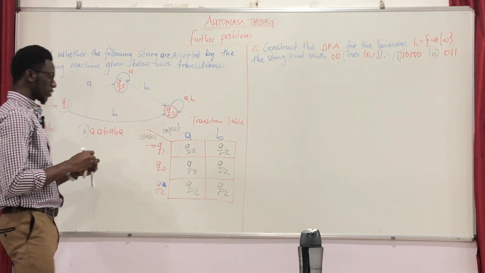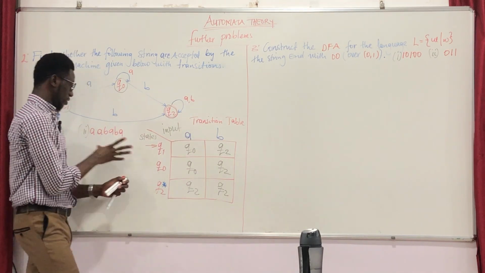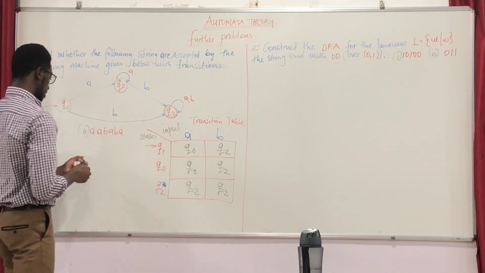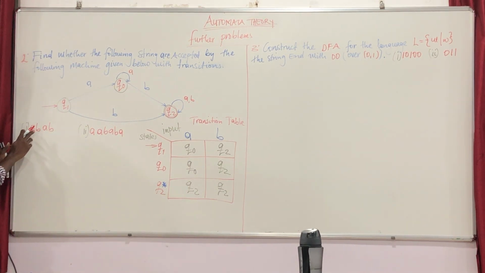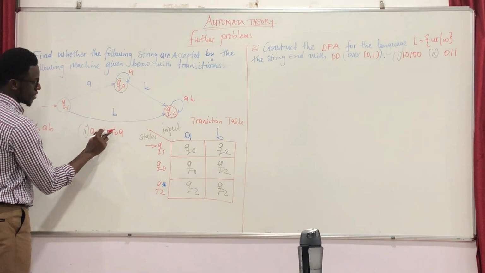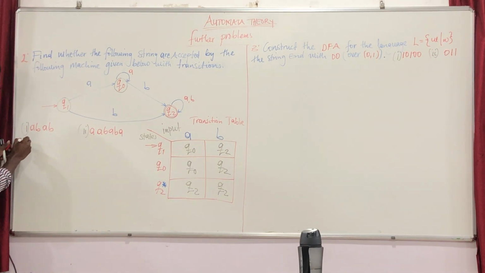So now we are going to solve this problem based on this transition table. These two problems we are going to solve based on this transition table. So let's see here. The first one has the string A, B, A, B. And the second one here has the string A, A, B, A, B, A. So for this first one, first we can do our transition.